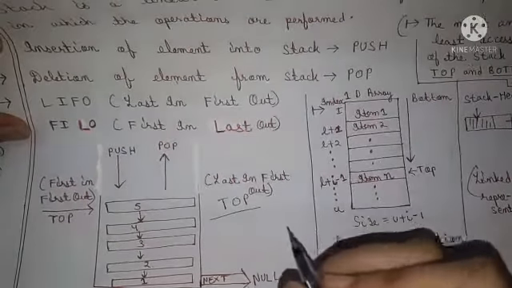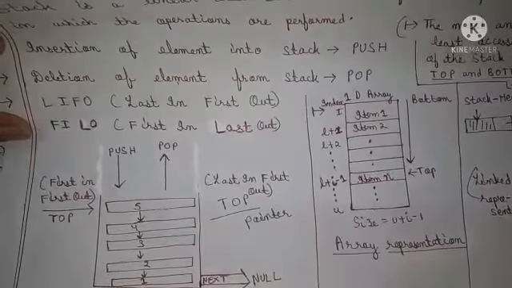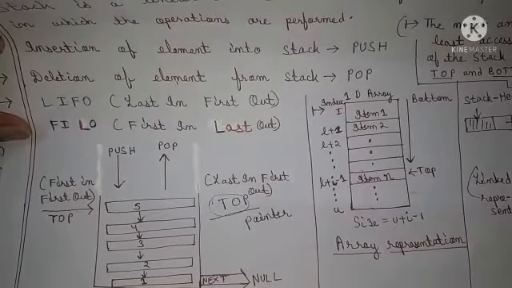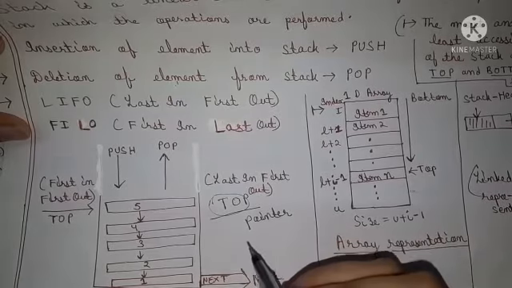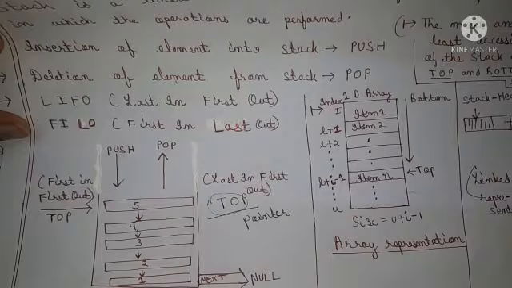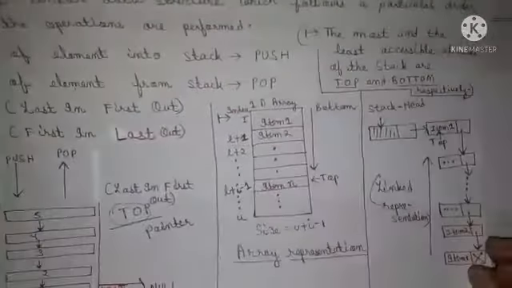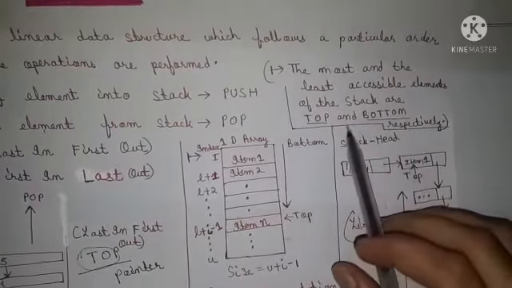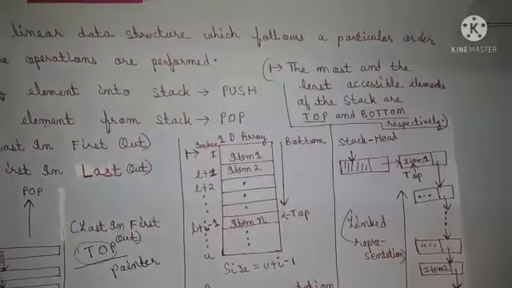Okay, so that's why a top pointer is compulsorily used in case of the stack, so that this top pointer keeps track of the top element of the stack. What is the work of the top pointer? It keeps track of the top element, that is, the element present at the top of the stack. Then another fact which we need to know is that the most and the least accessible elements of the stack are top and bottom respectively. It's just a fact which you need to remember.